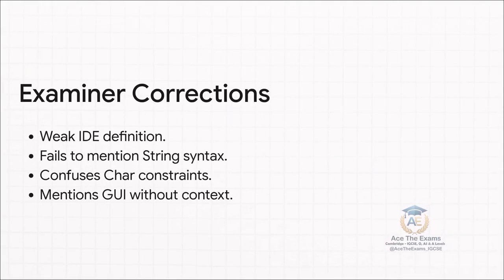First off, the IDE definition is missing entirely. Saying you write code to make a GUI is horribly weak and just inaccurate. Second, it completely fails to mention string syntax like those necessary double quotation marks we just talked about. Third, it confuses char constraints by vaguely saying for a letter instead of specifying a single 2-byte Unicode character. And finally, it mentions GUI without any context at all, completely ignoring whatever scenario constraints were actually in the question.